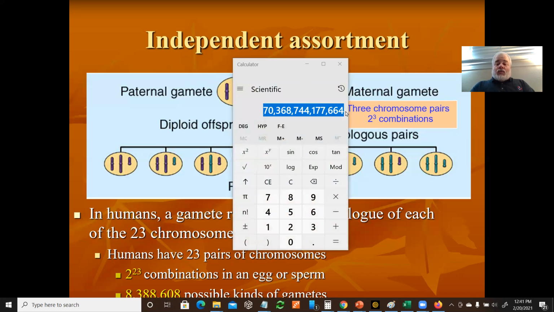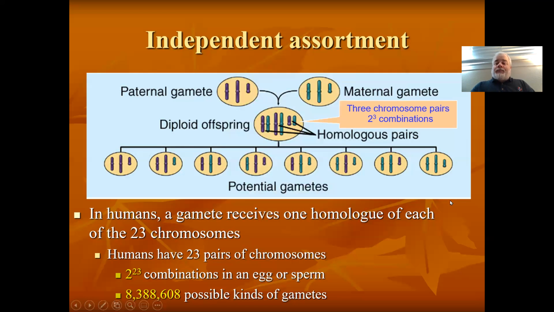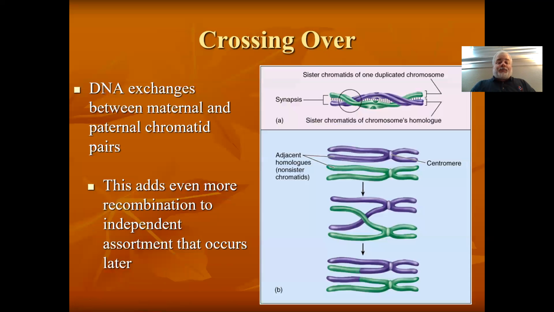So that is, I think, a real magnifying glass on how important sexual reproduction is. The variation is mind boggling versus clonal reproduction, which makes a copy of itself and depends on mutation to make changes. Crossing over, we've already talked about that. That adds more of the variations. So the numbers I've just given you are minuscule, tiny compared to the reality.